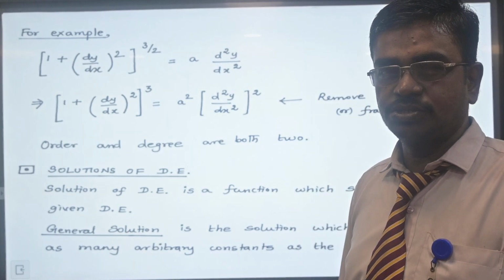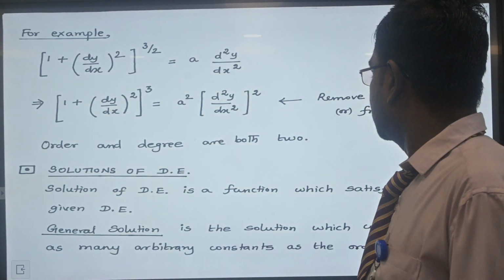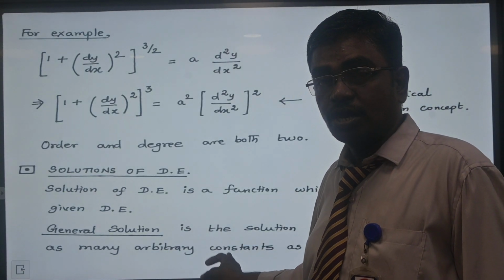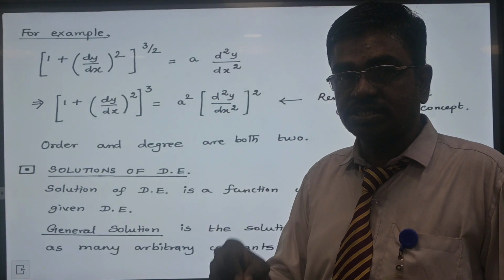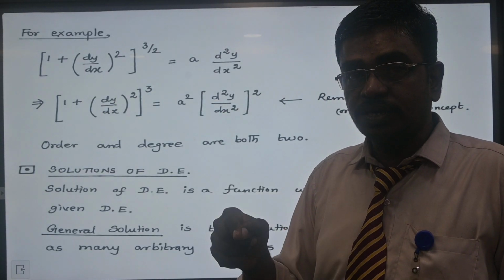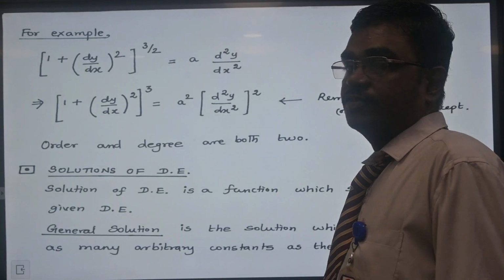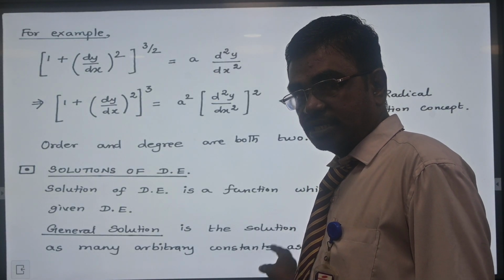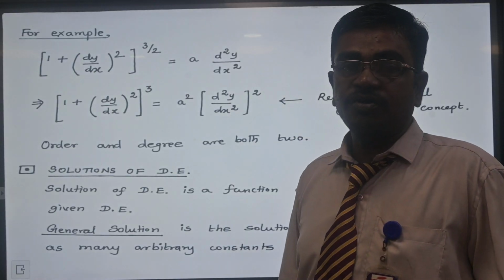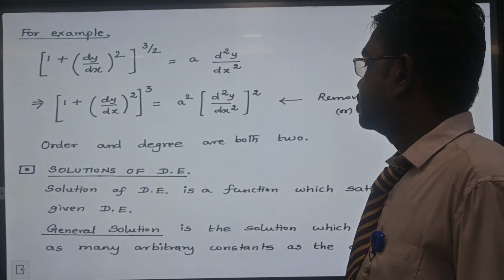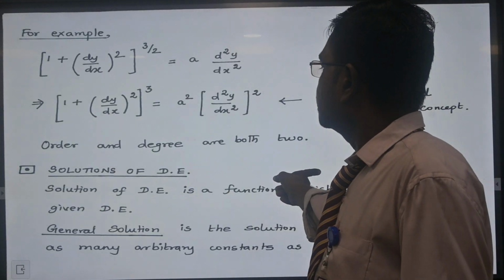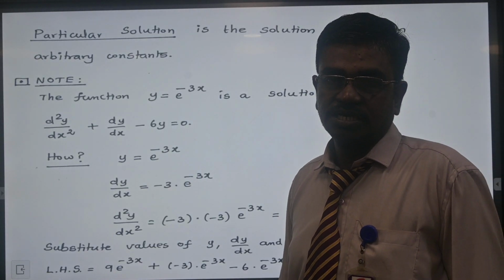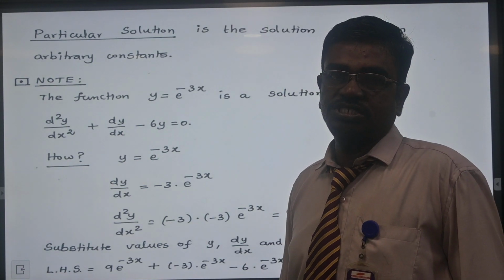What do you mean by general solution? The general solution is the solution which contains as many arbitrary constants as the order of the differential equation. How do you find out how many constants there are? The order of the differential equation is the number of arbitrary constants in the general solution. And a particular solution is a solution free from arbitrary constants. In a particular solution, no constant is there.